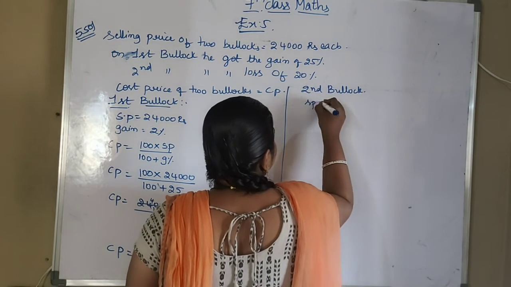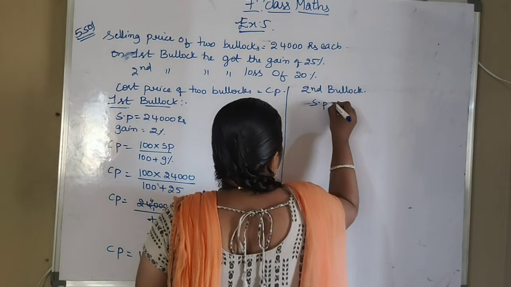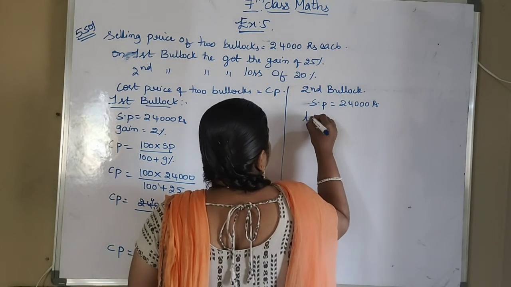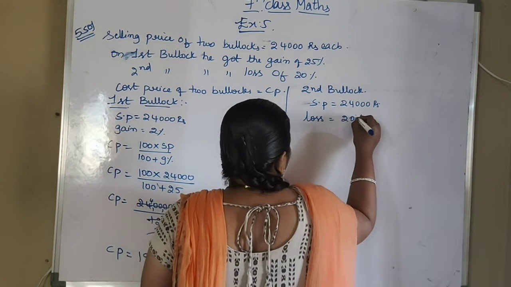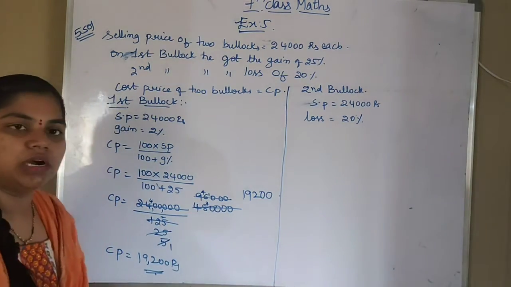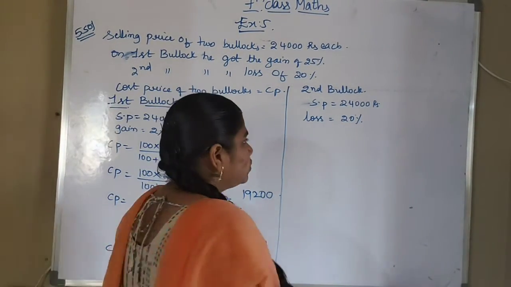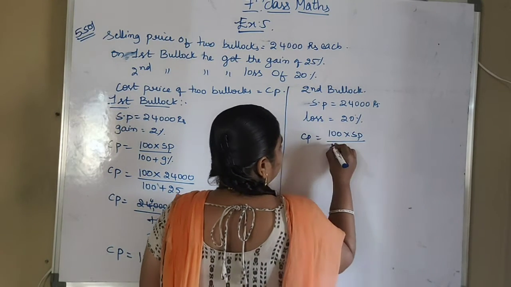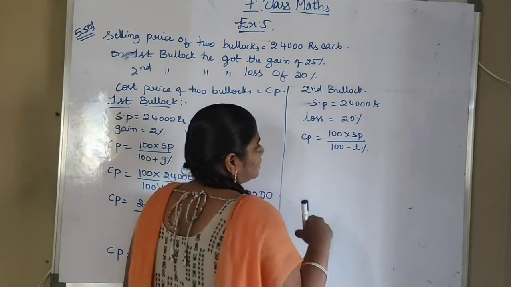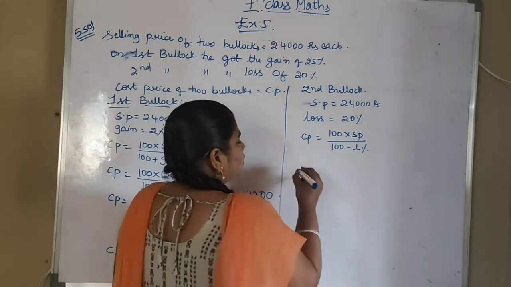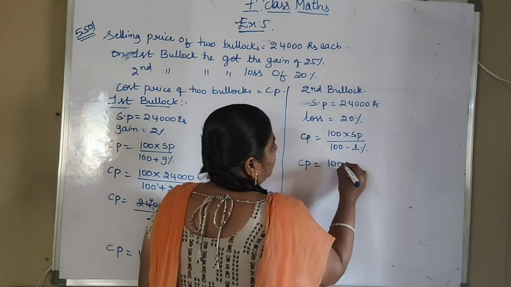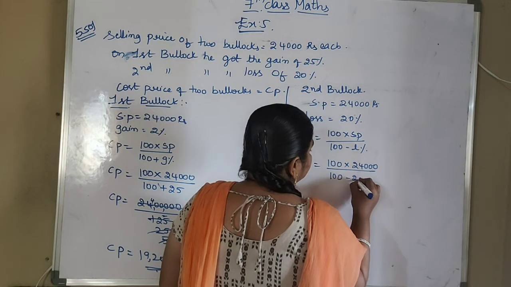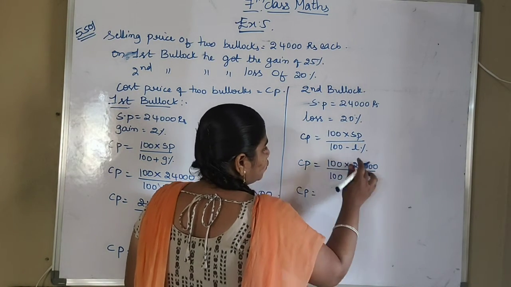So selling price is the same, SP is 24,000, but he got a loss of 20%. So what is the CP value in terms of loss that we have to find? So what is the formula? CP is equal to 100 into SP by 100 minus loss percentage, because he got a loss there. So CP is equal to 100 into 24,000 by 100 minus 20.